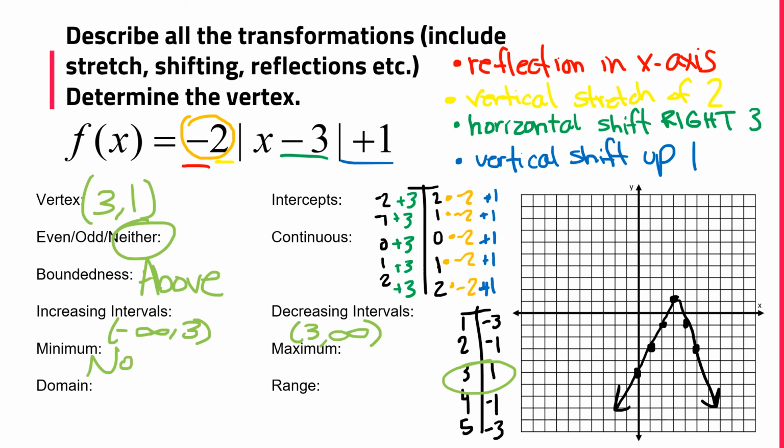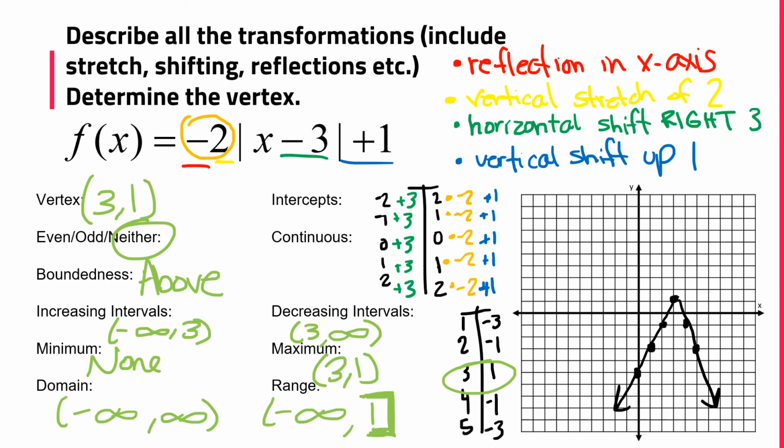I have no minimums. My maximum is absolute and local at the vertex of 3, 1. The domain of an absolute value is always forever left, forever right. My range is from negative infinity up to the y value of 1. Yes, you need a bracket here. My graph is continuous, and I do have several intercepts, right?